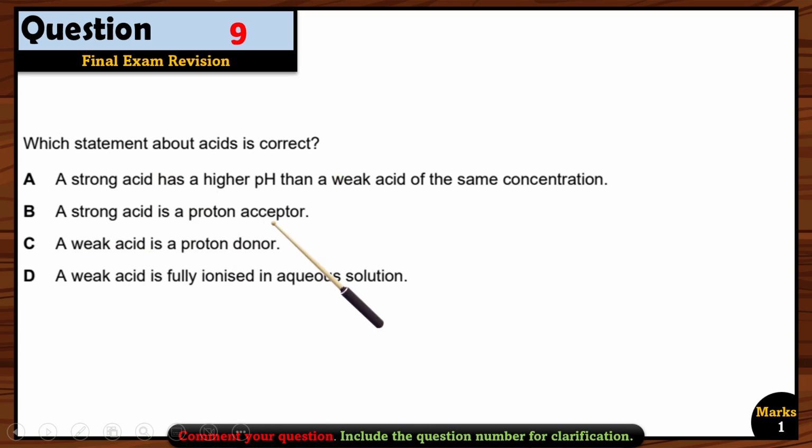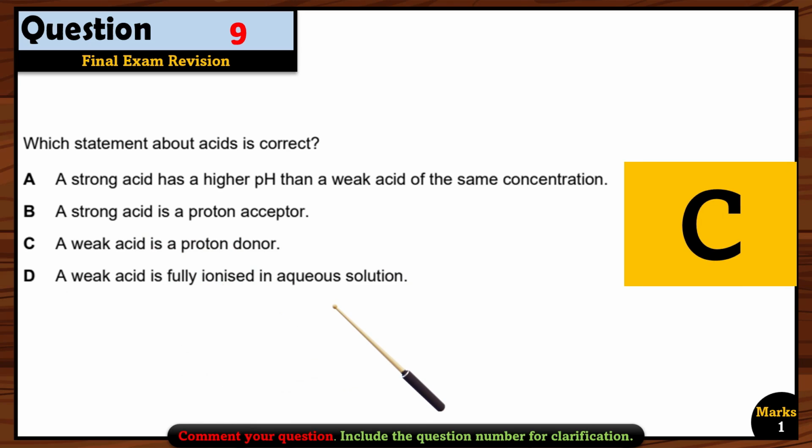A strong acid is a proton acceptor. Again, wrong. Acids are always proton donors. A weak acid is a proton donor. Yes, right. Acid, whether it's weak or strong, will always be a proton donor. So option C is the right answer. Why not D? Because a weak acid is partially ionized in aqueous solution, not fully ionized. So option C is the right option here.